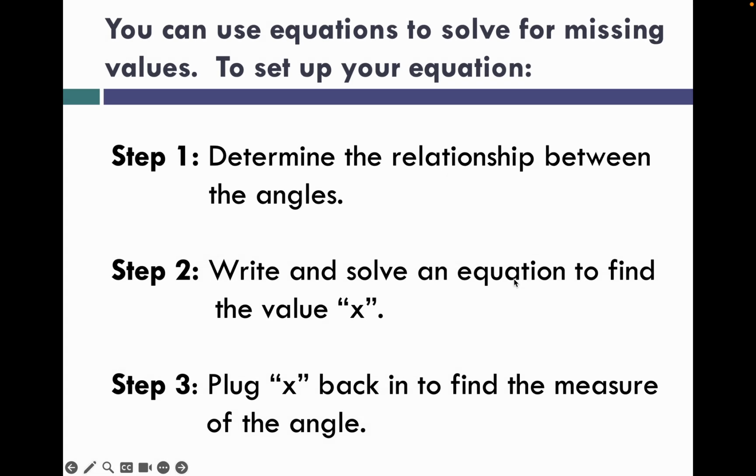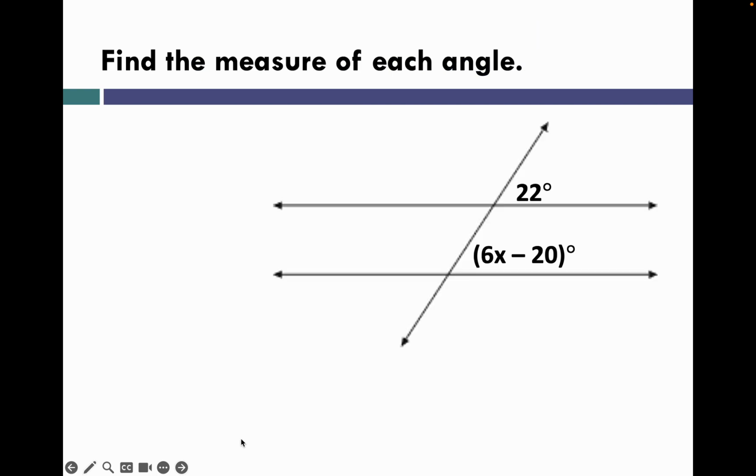How to use equations to find the value of x and to find the measures of missing angles in a diagram. This is still lesson 11.1. First thing you would need to do is determine the relationship between the angles that are shown. Then you will use that information to write an equation and solve it to find the value of x. And then if it asks us to, plug x back in to find the measure of the angle.